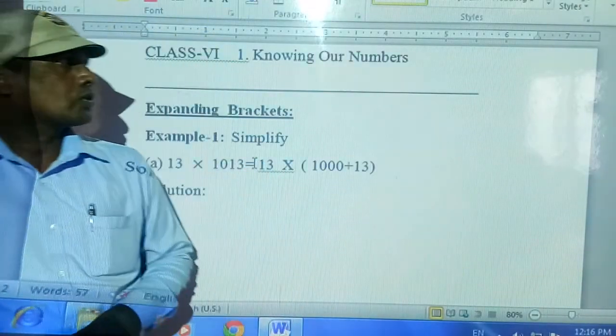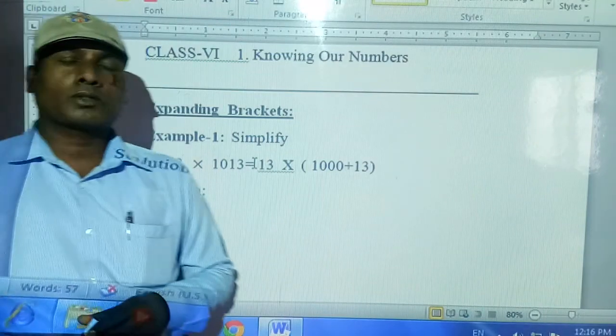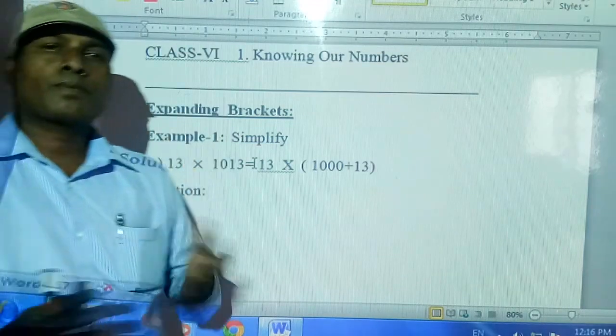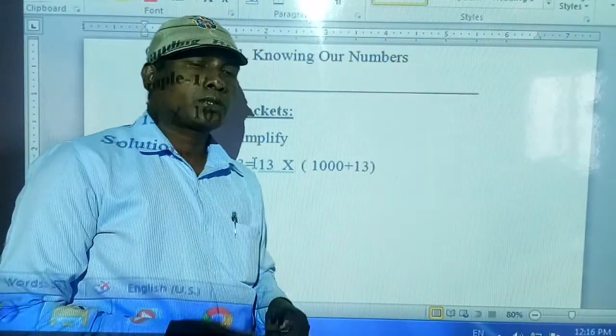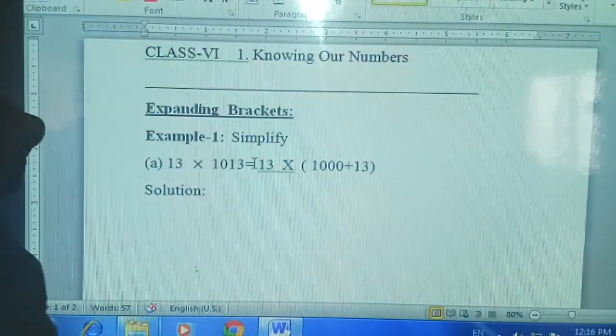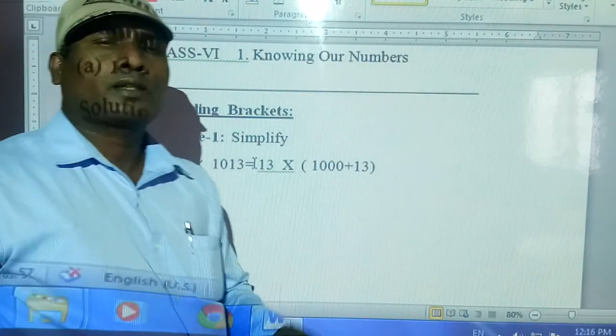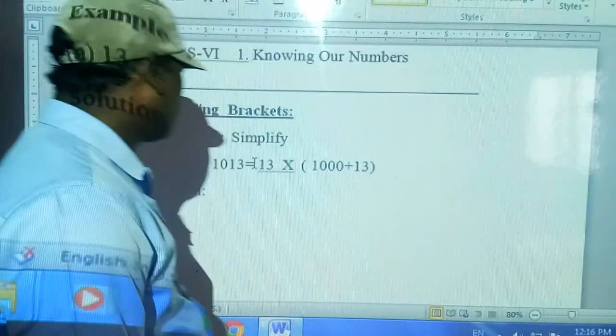Okay students, today we are going to discuss expanding brackets. How do we expand the brackets in numbers? Let us see. I have given one example here. Students, observe very carefully how to expand these brackets.